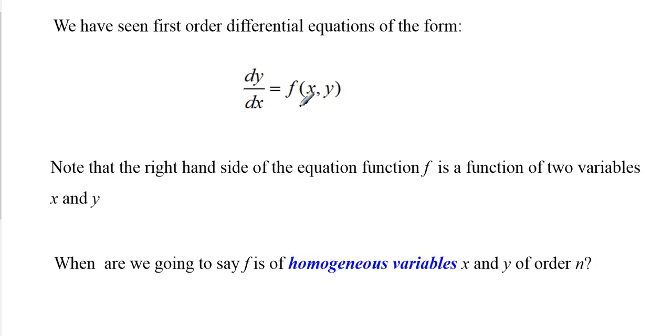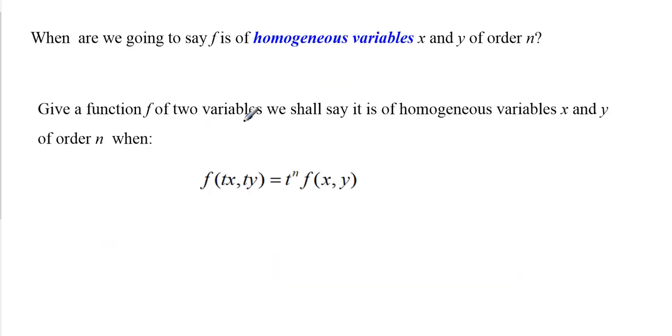Now, having the equation of this form, the question is, when would you say the function f of x, y is of homogeneous variables? We say that f is of homogeneous variables x and y if we evaluate f at scaled variables tx, ty, we get t to the power n multiplied by f of x, y. That is, this equality must be satisfied in order for us to say that the function is of homogeneous variables of order n, where n is the power of t here.